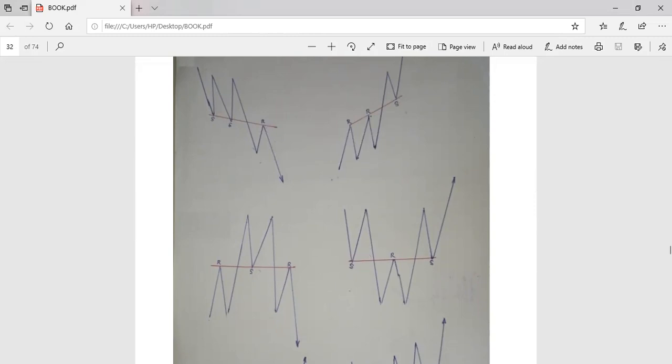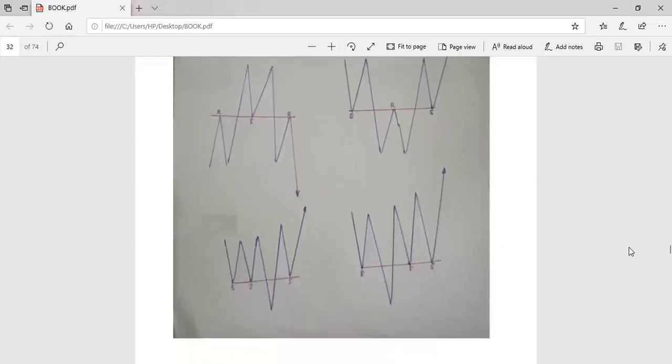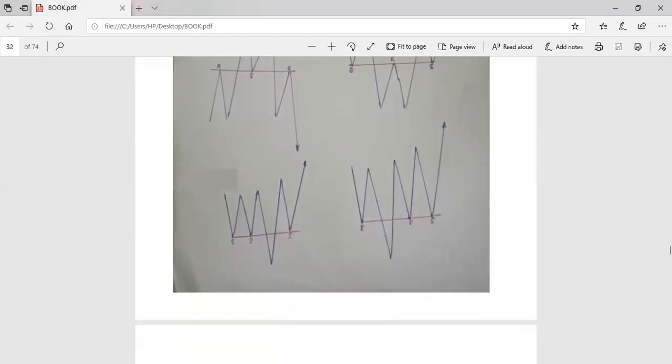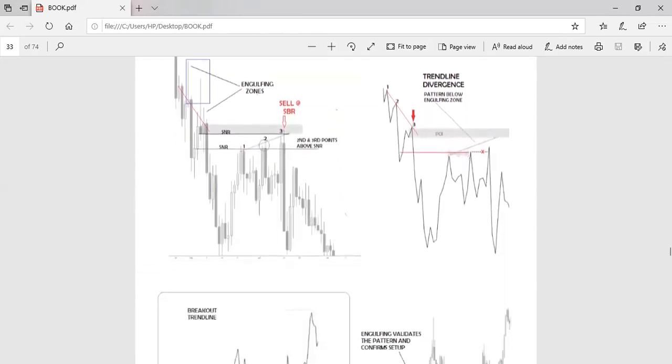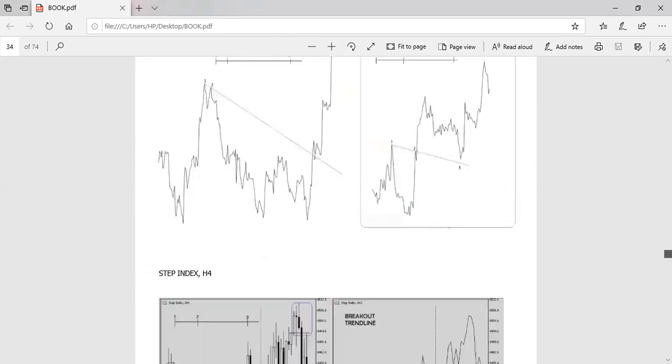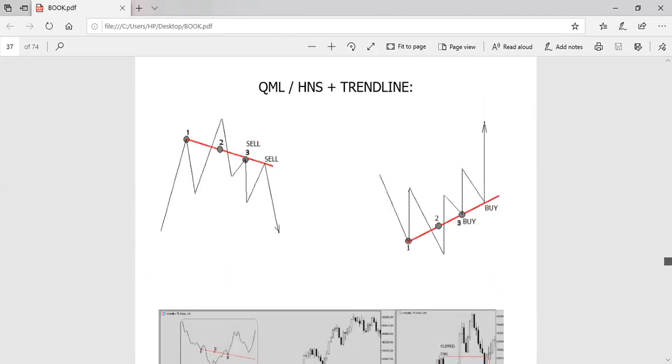Then we have this. Master it. Then the one we want to do now is the one we call the X factor. Then we have the ones that are different. Everybody just tries to develop it, so like my own too, I just try to modify it to my own taste. You give it your own name. You have the QML plus or head and shoulder, HNS plus trend line. So this is considered as QML or stuff.